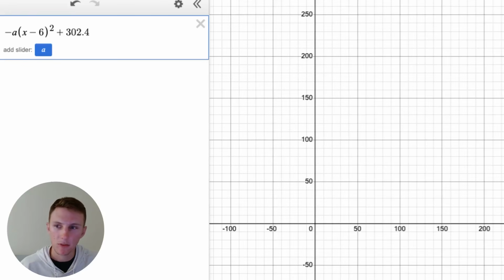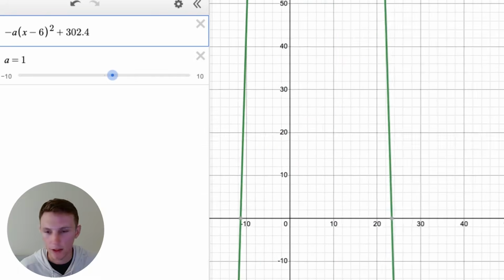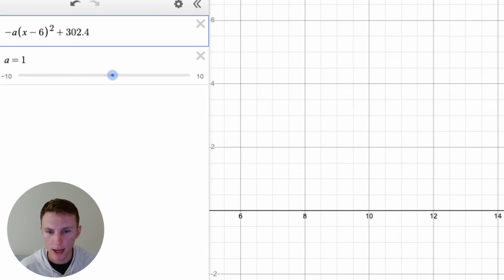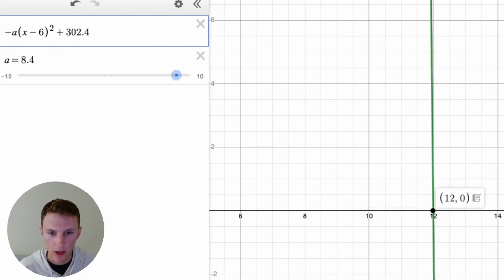So after I type this out in Desmos, we're going to hit add slider again, and then let's really zoom in on this. So remember, we're told that at 12 right here, it will hit 0. So we just have to drag the slider around until we get to 12. So it looks like it's going to be right here. Yes, at exactly a equals 8.4.